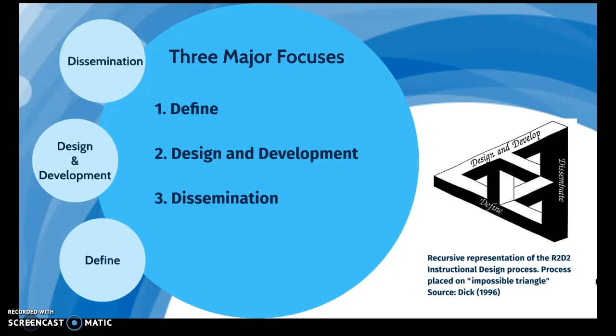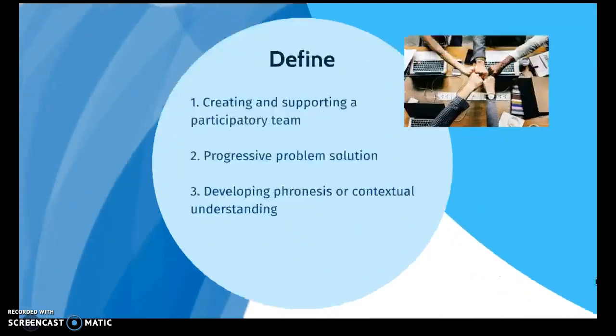In the image here, we do see the three focuses in what is called the impossible triangle. It's kind of M.C. Escher-esque, where you can see whichever angle you approach, you can access the other focuses or the other steps. You don't have to start in one particular spot. So let's talk about each of these in a little bit more detail.